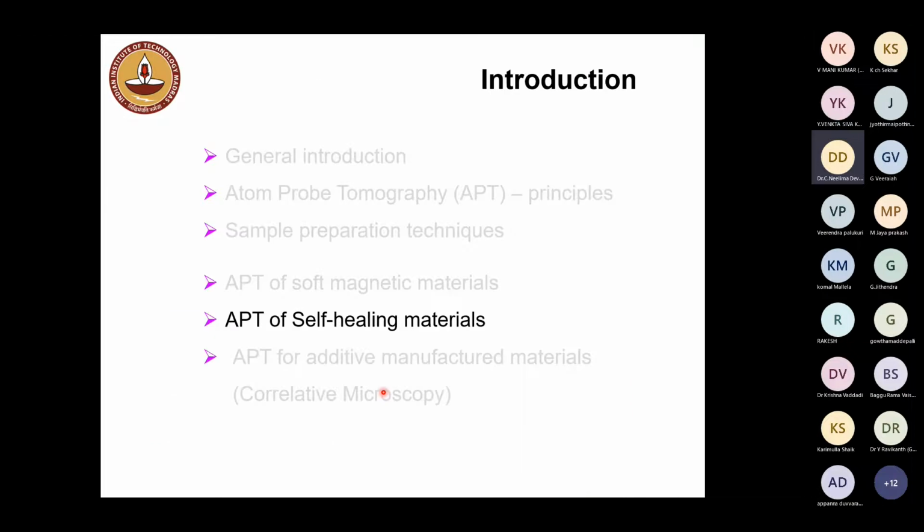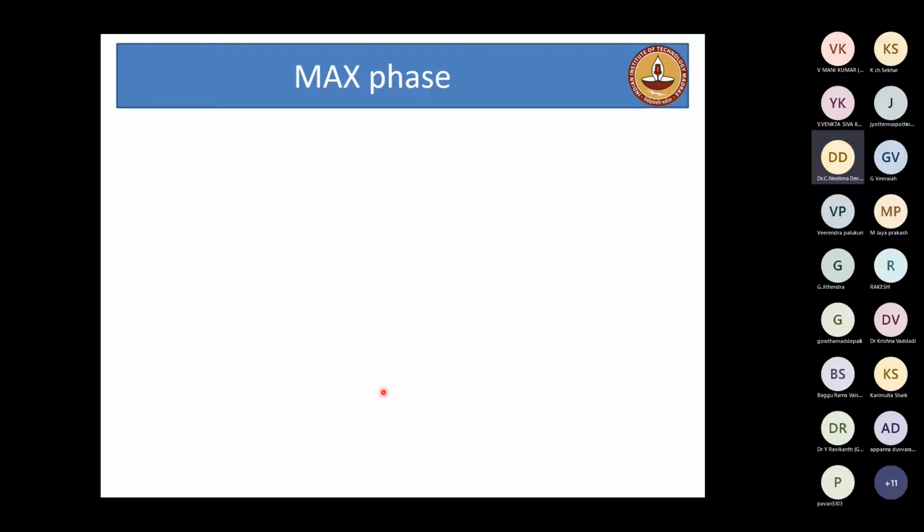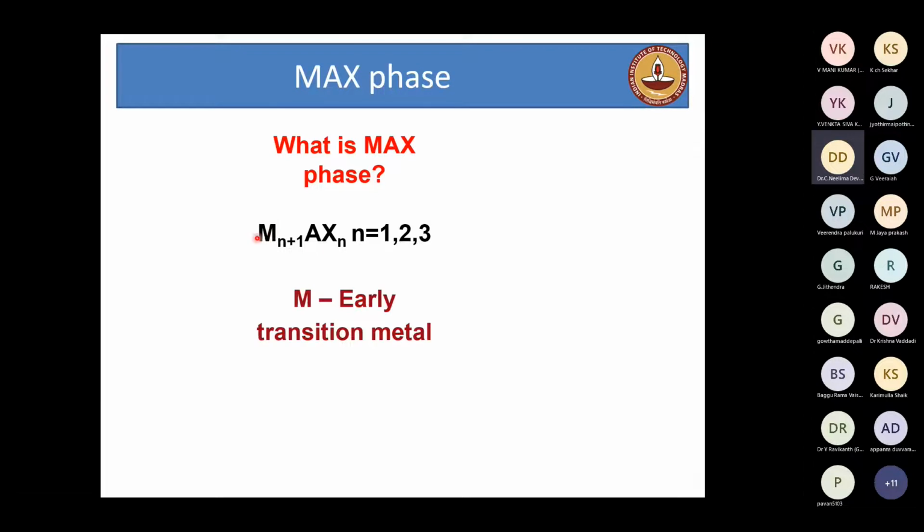Now, another example of where this atom probe tomography has been required or utilized is to study what is called a self-healing material. Okay, so to introduce a self-healing material, there is a material called MAX phase. Now, what is this MAX phase? A typical MAX phase consists of a fixed stoichiometric compound where the M stands for an early transition metal, A stands for an A group element, and X stands for carbon or nitrogen.